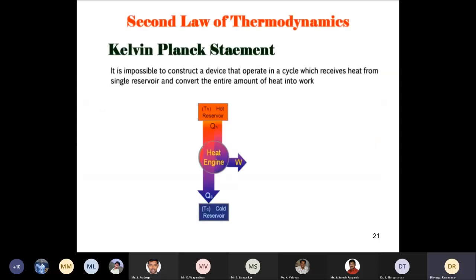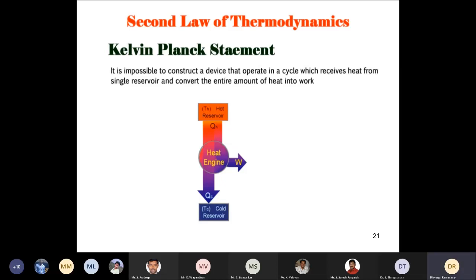The next statement is the Kelvin-Planck statement. He is telling that it is impossible to construct a 100% efficiency engine. The first law of thermodynamics states that the amount of heat input will be converted into the amount of work output. So 100% efficiency could be achieved, as the conservation of energy principle states. But Kelvin-Planck says it is impossible to construct a machine which gives 100% efficiency.